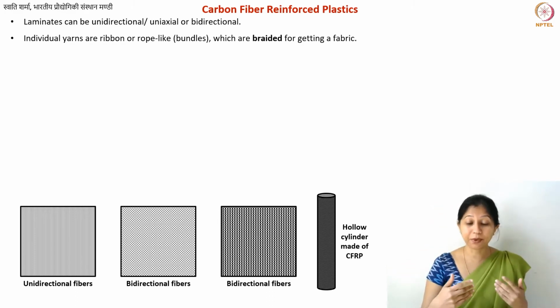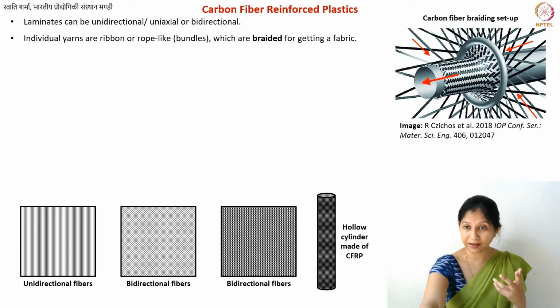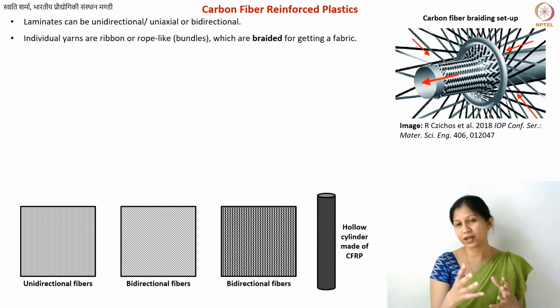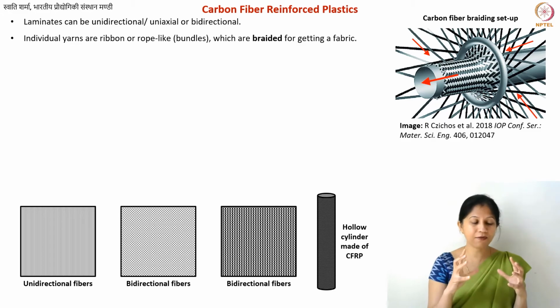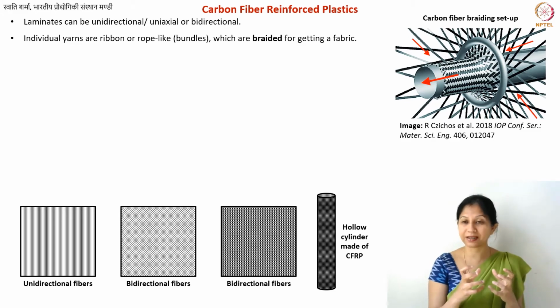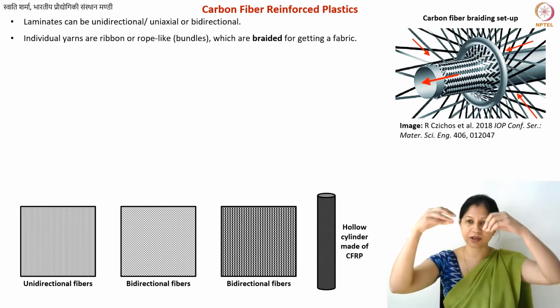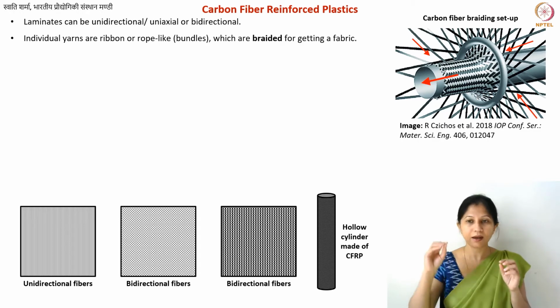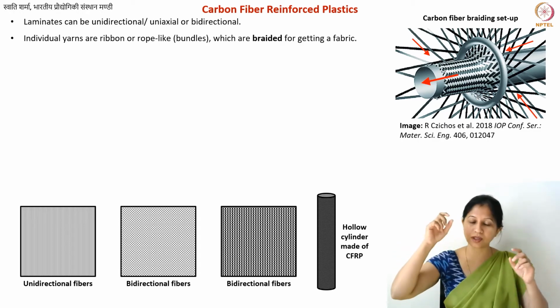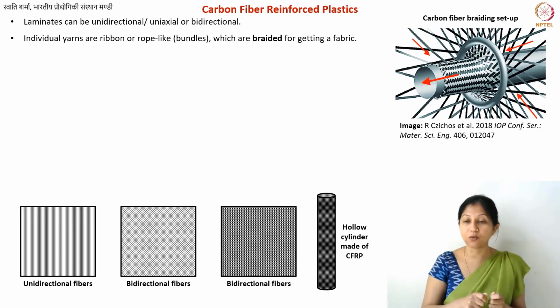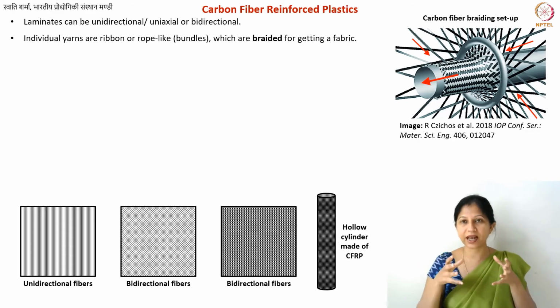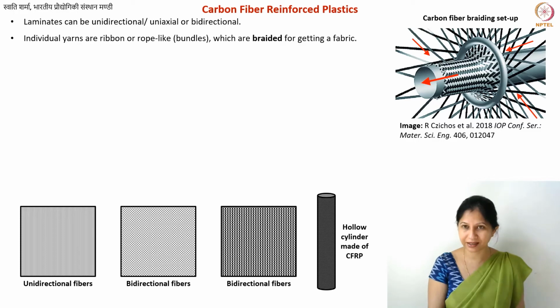Okay, so braiding. Now, first of all, what is braiding? Braiding is this. You can see this image here. You have something known as a braiding setup or braiding machine, where you see the red arrows. You feed carbon fibers from different directions, and then this is a braid. The fiber is woven like a braid, and you see that the entire fiber structure comes out. That is the mat that comes out.